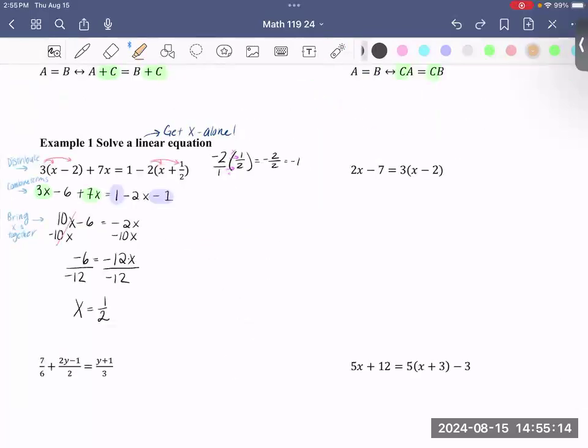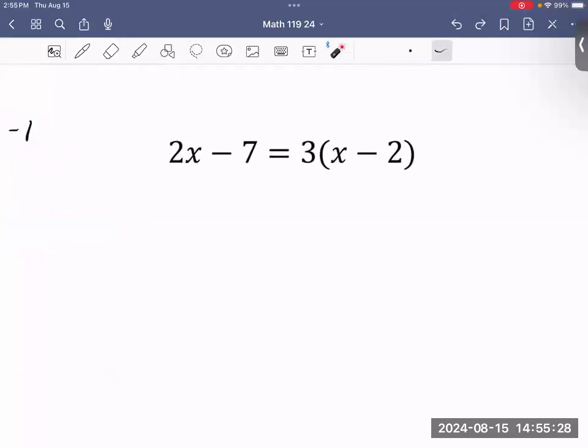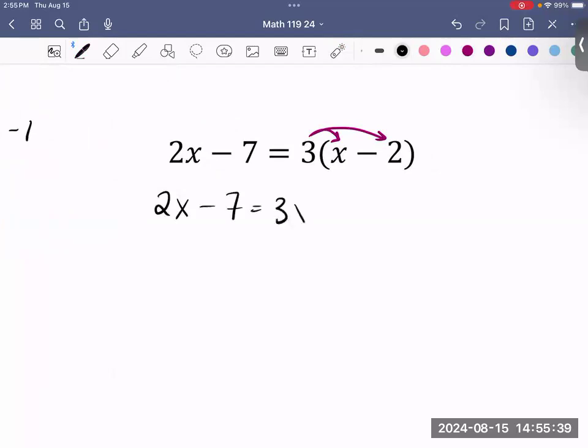Now, if that's all you needed, that's awesome. You can move on to the remainder of the problems. I would recommend taking a look at the one down below for some helpful tips when it comes to solving with some fractions. So let's do it again. You'll notice that again, you have a pair of parentheses, so let's go ahead and distribute in. So you get 2x minus 7 is equal to 3x minus 6.